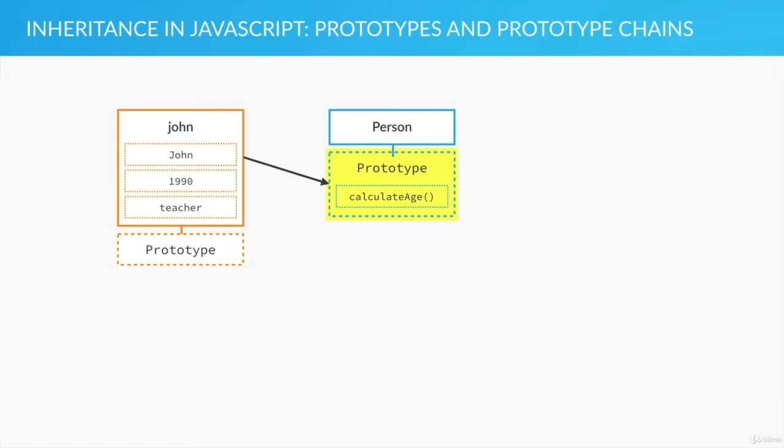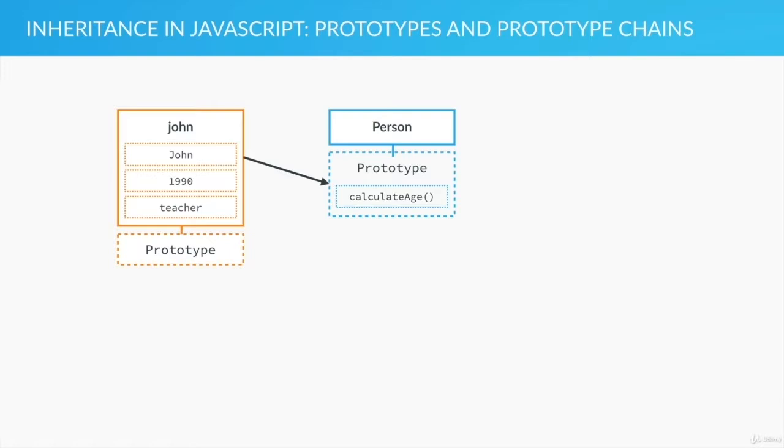So again, the prototype property of an object is where we put methods and properties that we want other objects to inherit. What is really important to note here is that the person's prototype is not the prototype of the person itself, but of all instances that are created through the person blueprint, like for example John. So in other words, the person's prototype property is the prototype of John.